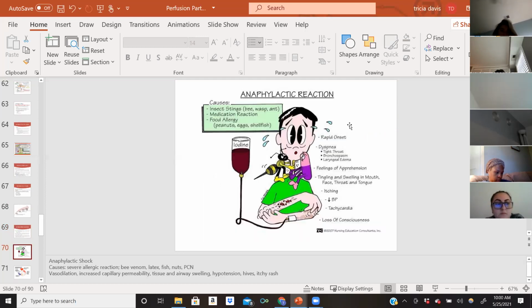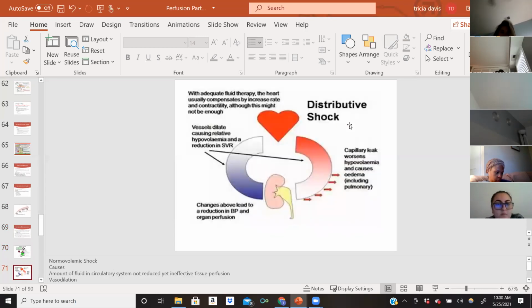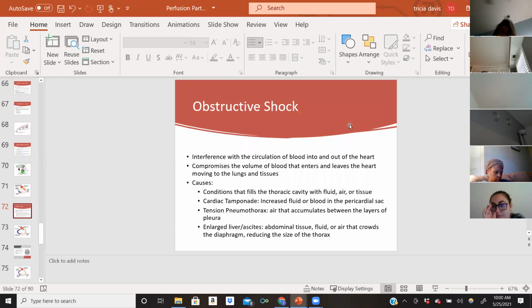This is just a little slide for you guys to read when you're studying about anaphylactic reactions. This is just an overview of distributive shock. You guys can read this.